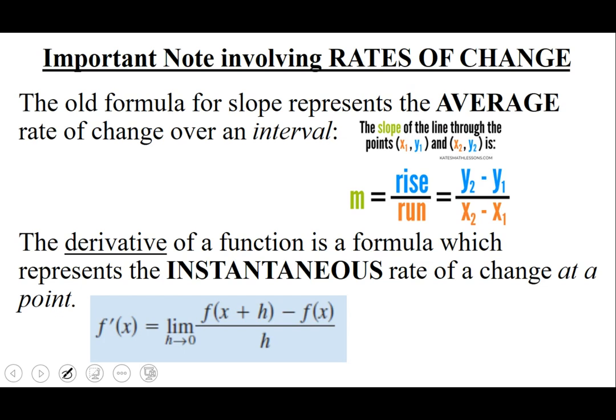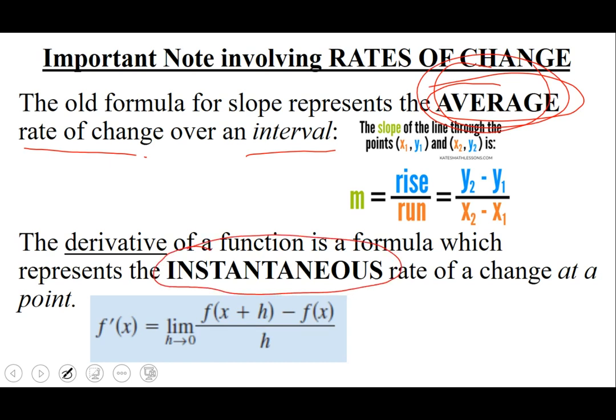One very, very important note about rates of change. Again, rates of change is the main point of calculus. So the old formula for slope that you're used to, y2 minus y1 over x2 minus x1, represents an average rate of change for a specific interval, so from the point (6, 2) to the point (8, 11). So the old formula for slope is the average rate of change, where a derivative is a formula for an instantaneous rate of change at a specific point.